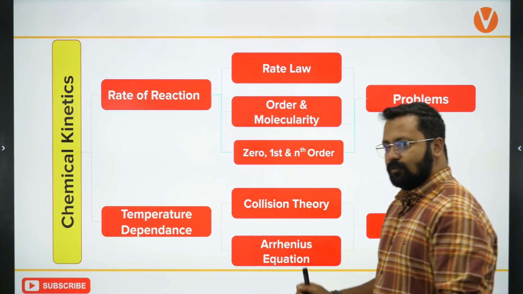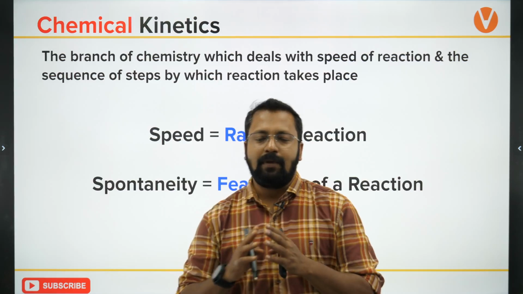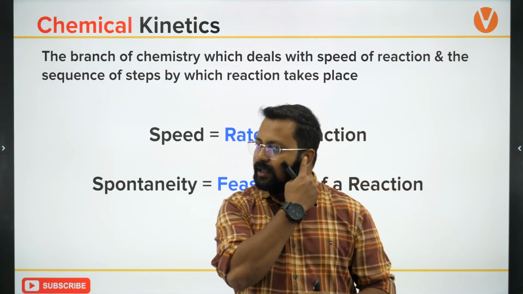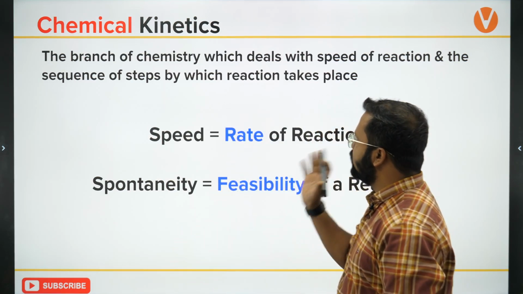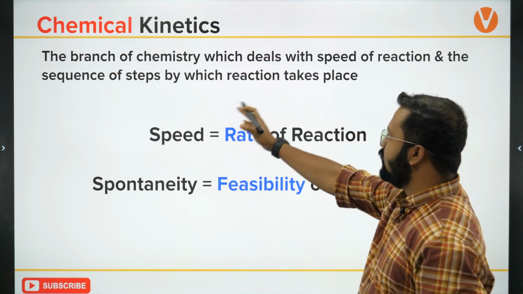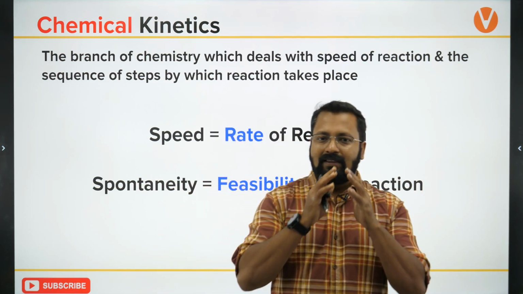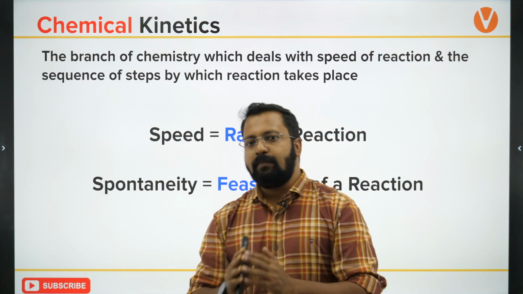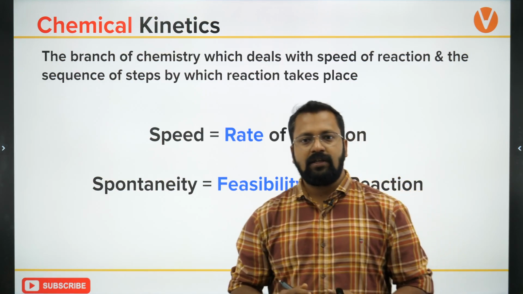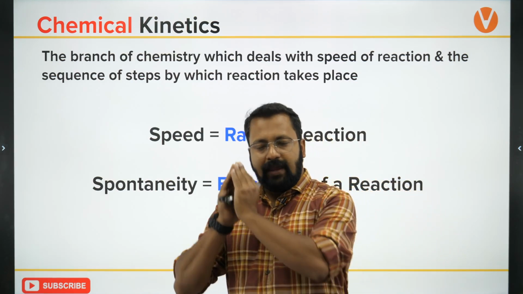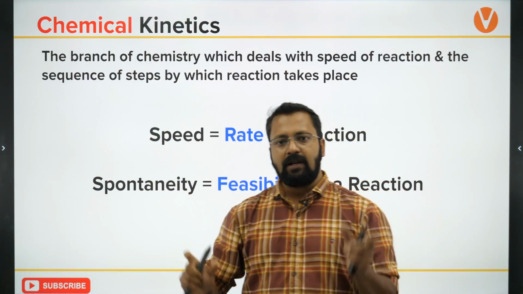So we start the lecture by understanding what chemical kinetics talks about. Chemical kinetics deals with the rate of reaction. It is the branch of chemistry which deals with the speed of reaction and the sequence of steps in which a reaction takes place. What is the meaning of speed of reaction? In a reaction, there are reactants and there are products. Whatever the type of reaction, there has to be a reactant, and a minimum of one product would be there.